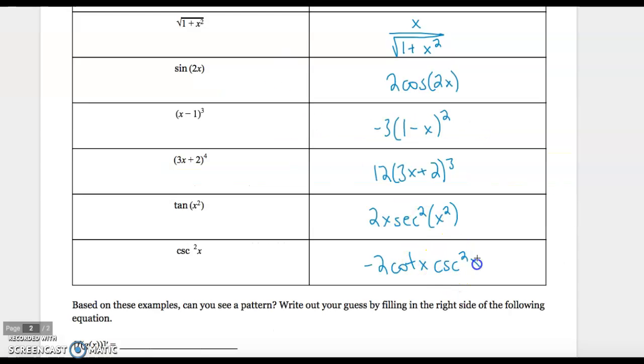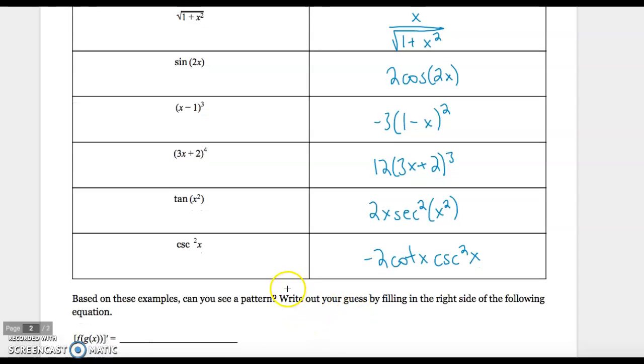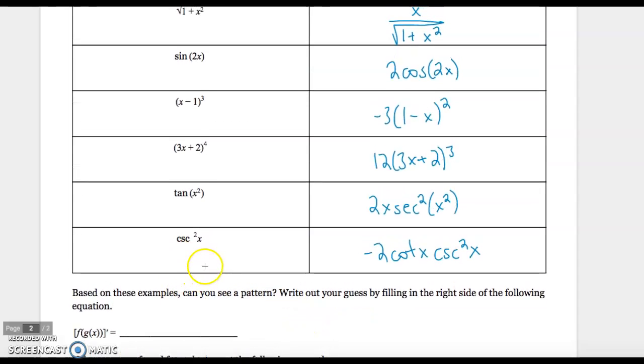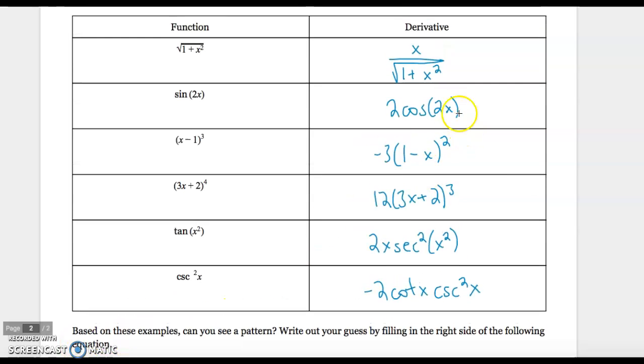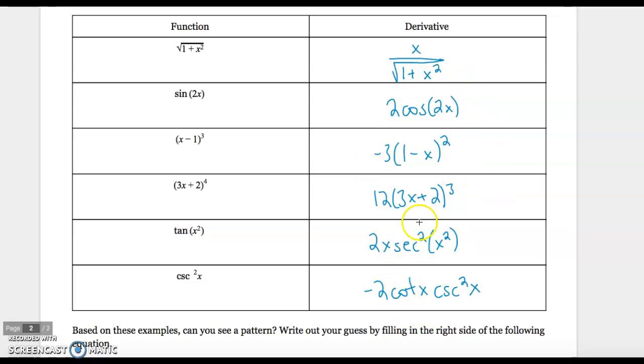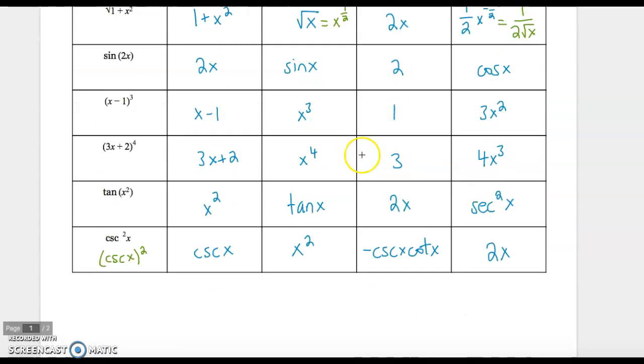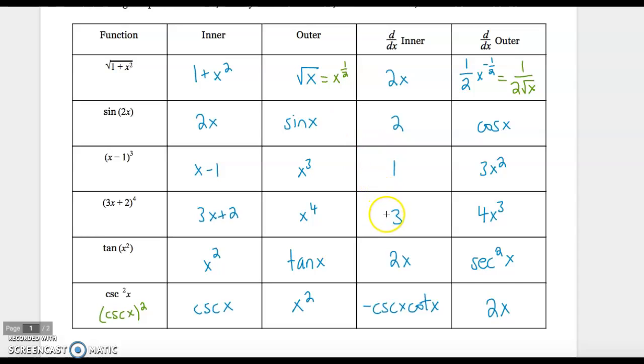Cosecant squared. Awesome. All right, so then based off of these examples, we're trying to see if we can find a pattern. So write out your guess by filling in the right side of the following equation. So when you have a composite function, so f of g of x, how do you find the derivative of that composite function? Now these are all made up of pieces of the inner function, outer function, and its derivative.